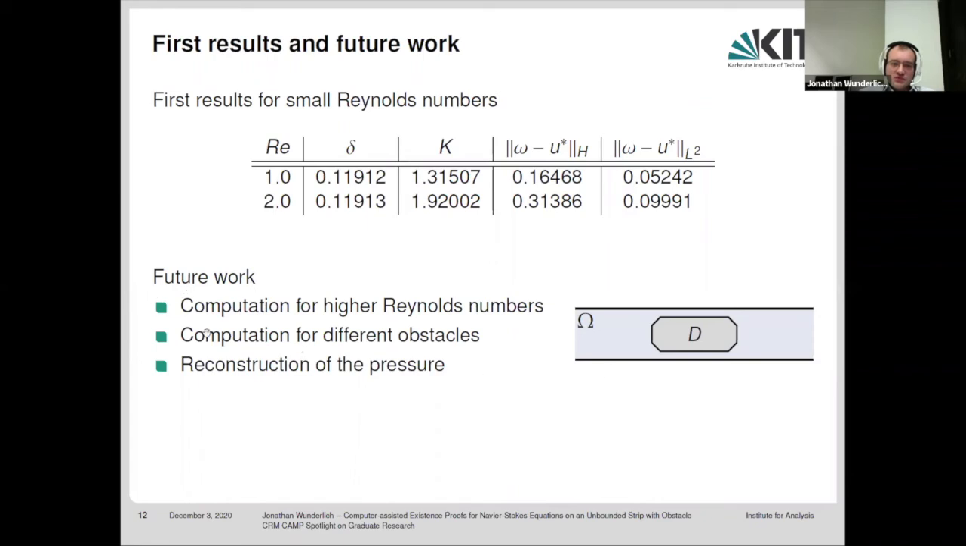And what also is a goal, we want to do this for different obstacles, especially for obstacles which are not on the boundary of the strip, so that we have an obstacle inside the strip. And we also want to reconstruct the pressure. We'll just recall that we eliminate the pressure by our ansatz with the divergence-free subspace. And finally, we want to reconstruct the pressure and also want to prove some error bound for the pressure. So that's all from my side. Thank you for your attention.